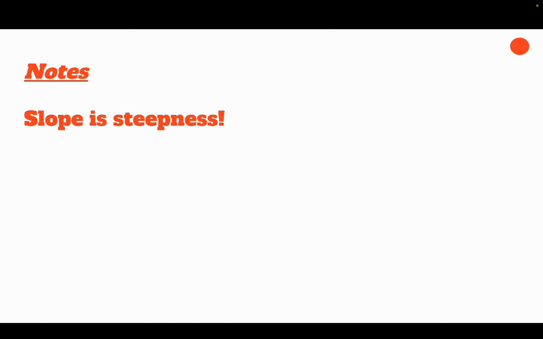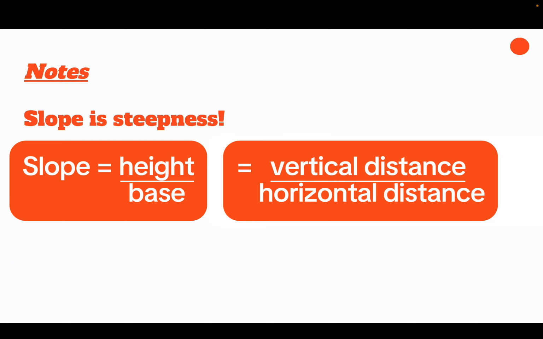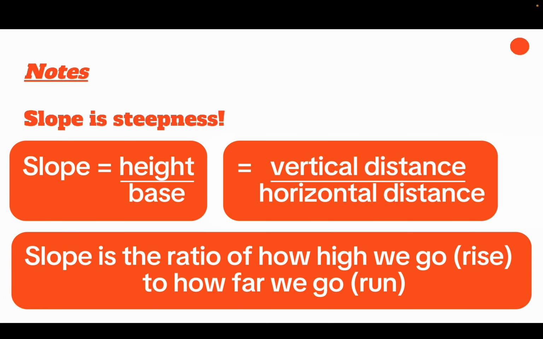pink triangle. So by looking at these triangles, we have learned that slope is steepness, which is the ratio of the height to the base. Now, in other words, I could say it's the ratio of the vertical distance, which corresponds to the height, to the horizontal distance, which corresponds to the base. And as a definition, I'd say slope is the ratio of how high we go, how much we rise, compared to how far we go, how much we run. So now we can use this information to work on a coordinate plane.